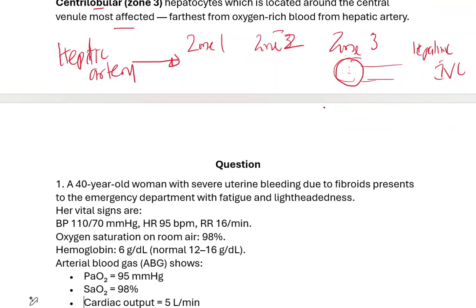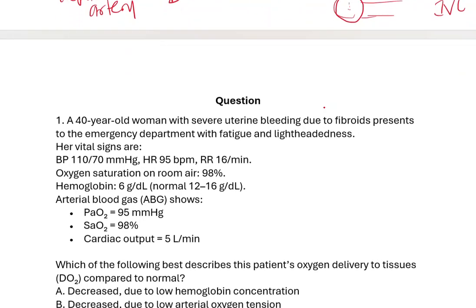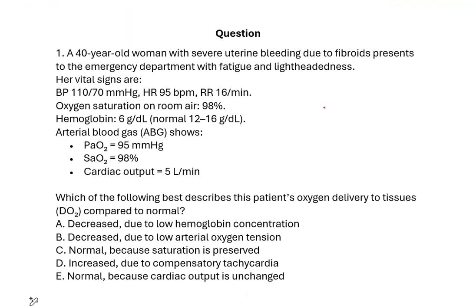So the first question: a 40-year-old woman with severe uterine bleeding due to fibroids presents to the emergency department with fatigue and lightheadedness. So that sounds like symptomatic anemia from the severe uterine bleeding, right? We did some vitals when she arrived at the emergency department. Blood pressure looks okay. Heart rate is maybe a little bit on the high side. Respiratory rate looks okay. We did oxygen saturation, which looks fine. But guess what? Hemoglobin is on the low side. So we decided to do a blood gas. Looking at our blood gas, everything looks fine.